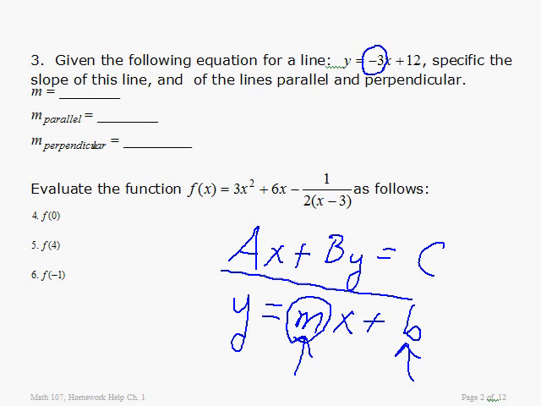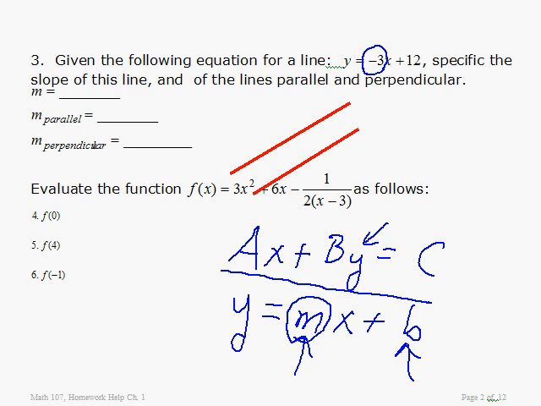If you have this form, you have to rearrange so you have y isolated, and then whatever is multiplying x is the slope. So now we have a slope for this one, and now having found the slope, what is parallel slope? Parallel lines, I can draw some lines here for you. So if you have two lines that are parallel, like railroad tracks, obviously they have the same slope.